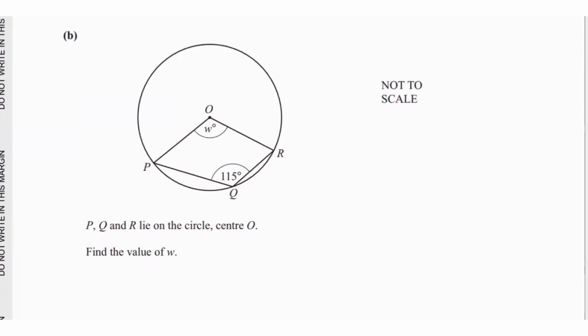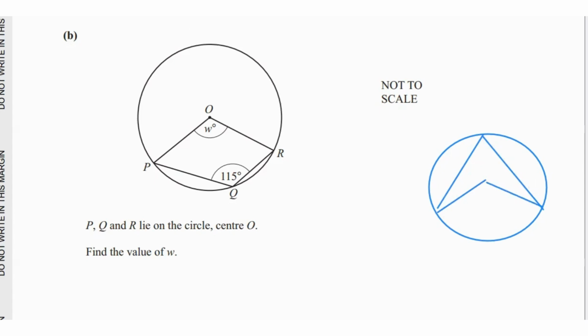Part B says P, Q, and R lie on the circle center O. Find the value of W. So another circle theorem question. If you remember the circle theorem where we say angle at the center is twice the angle at the circumference, if this is x, this is 2x. So we're using the same theorem over here. Angle at the center is twice the angle at the circumference.